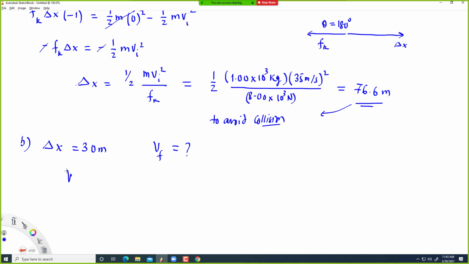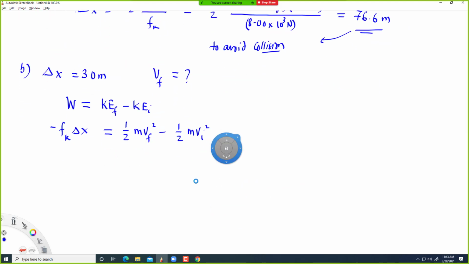So work is change in kinetic energy, same thing. Work here again is due to the friction, so minus fk delta x, that's the work done by friction. Okay, that's what we got here, negative fk delta x. And then on the right side we have 1/2 m v final squared minus 1/2 m v initial squared.